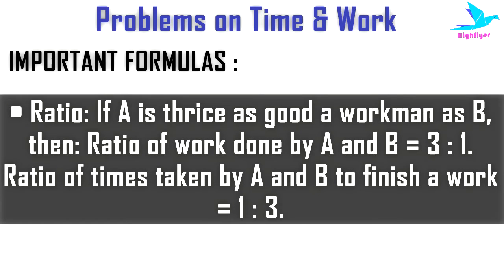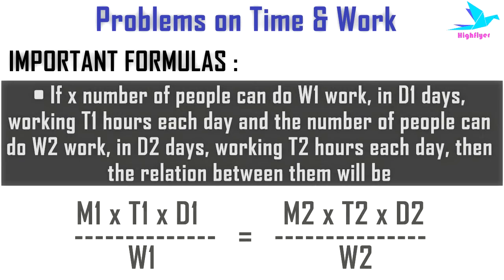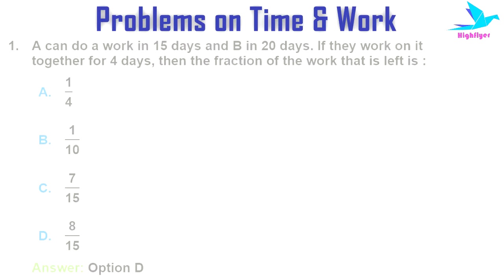If A is thrice as good a workman as B, then the ratio of work done by A and B equals 3:1. The ratio of time taken by A and B to finish a work equals 1:3. Then the next formula. If M1 people can do W1 work in D1 days, working T1 hours each day, and M2 people can do W2 work in D2 days, working T2 hours each day, then the relationship between them will be M1 into D1 into T1 by W1 equals M2 into D2 into T2 by W2. Now let's see some examples.